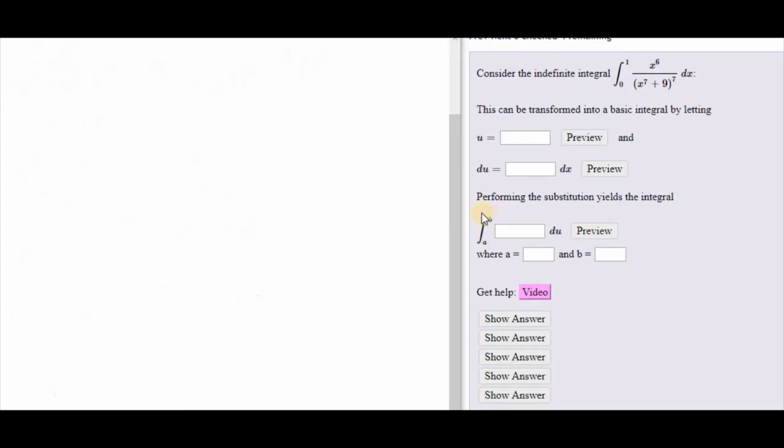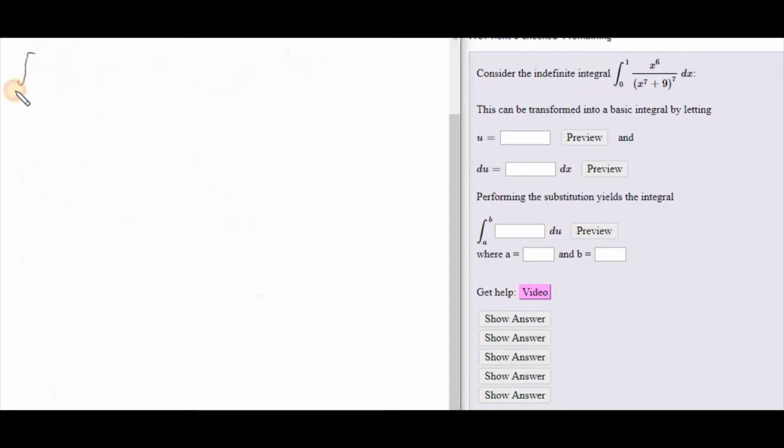Now, there is a difference between the way I showed you and this way. The main difference is they keep everything in terms of u, and because of that they have to change the lower limit and the upper limit of the integration into new limits. I'll show you how to do it this way.